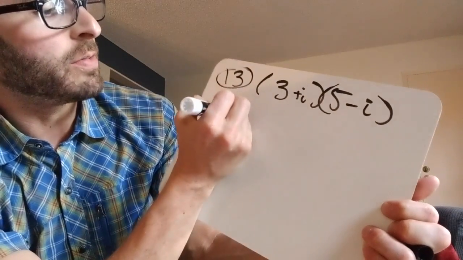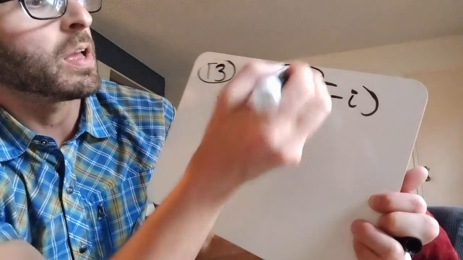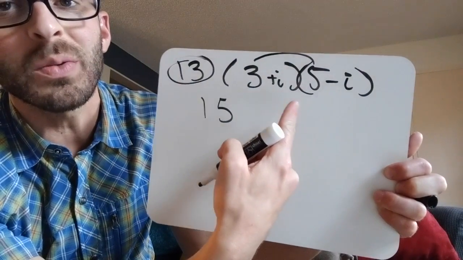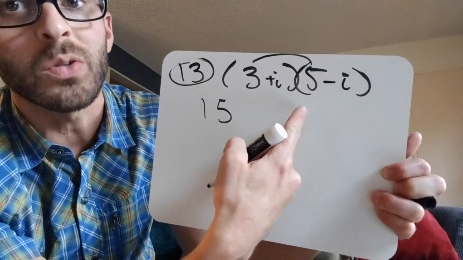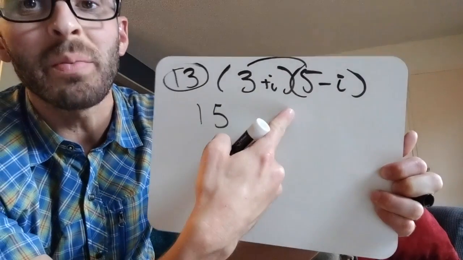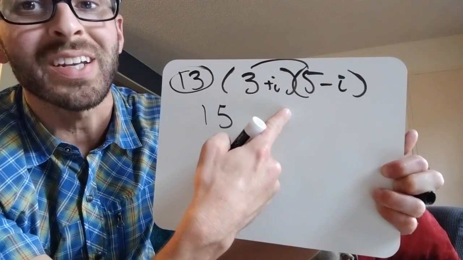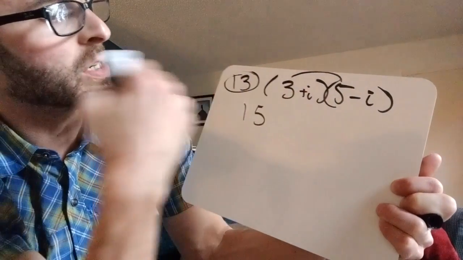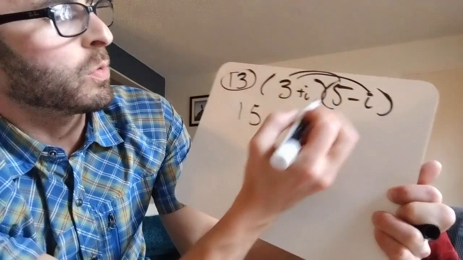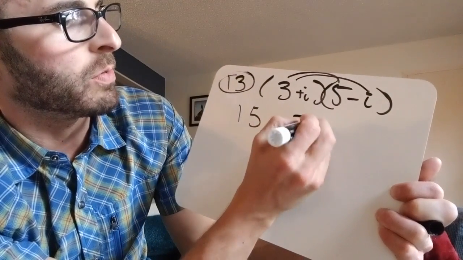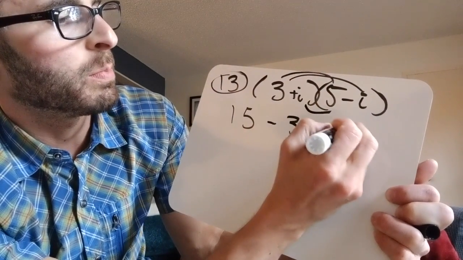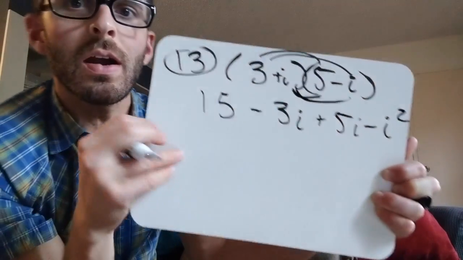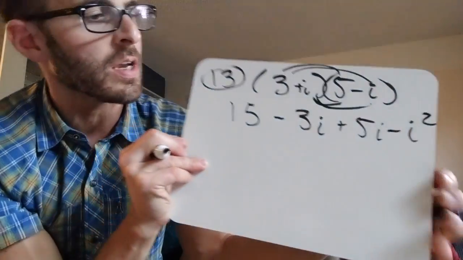3 times 5, 15. By the way, when you FOIL, can you please make your rainbow? It honestly will help you check your work and make sure that you don't miss anything. And guess what? If I'm a teacher and I've been doing this for this many years and I still do it so I can check my work, you should do it too. So 3 times 5 is 15. 3 times negative i is negative 3i, plus 5i, minus i squared. Whoa, look at your notes, minus i squared.